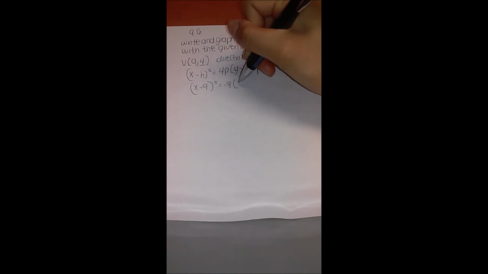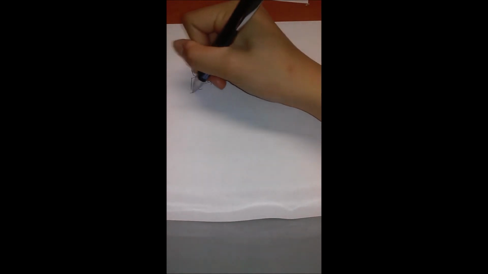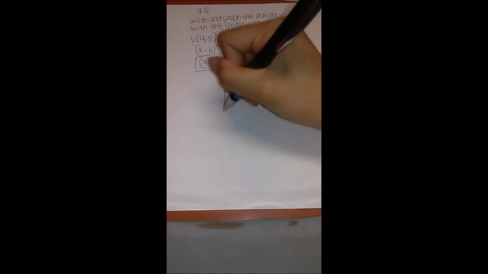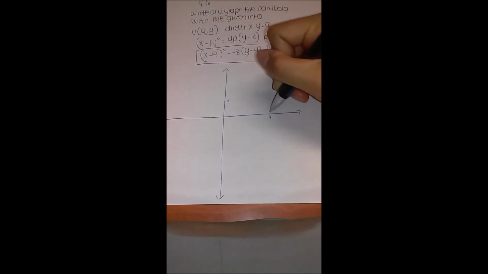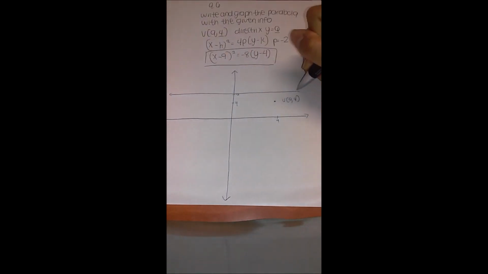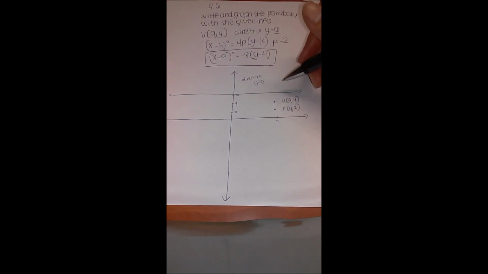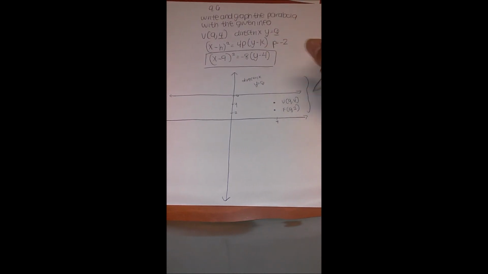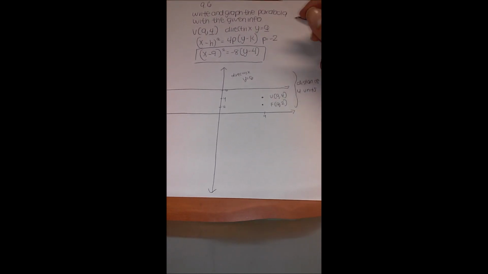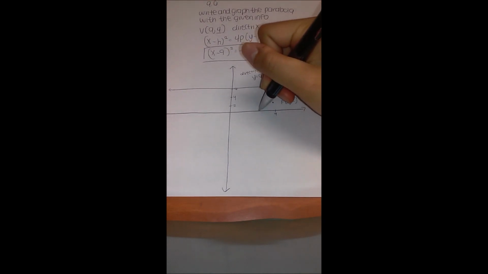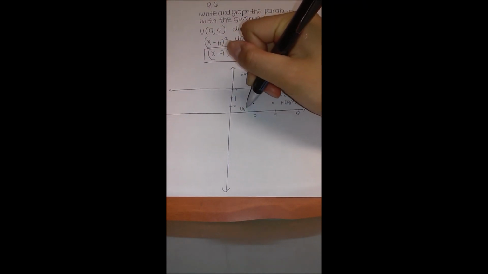We then get (x minus 9) squared equals -8(y minus 4). To start the graphing process, we first label the vertex at 9, 4. We then label the focus at 9, 2 and the directrix at y equals 6. Since the distance between the focus and the directrix is 4 units, we move from the focus 4 units to the right and to the left, resulting in the coordinates 13, 2 and 5, 2.